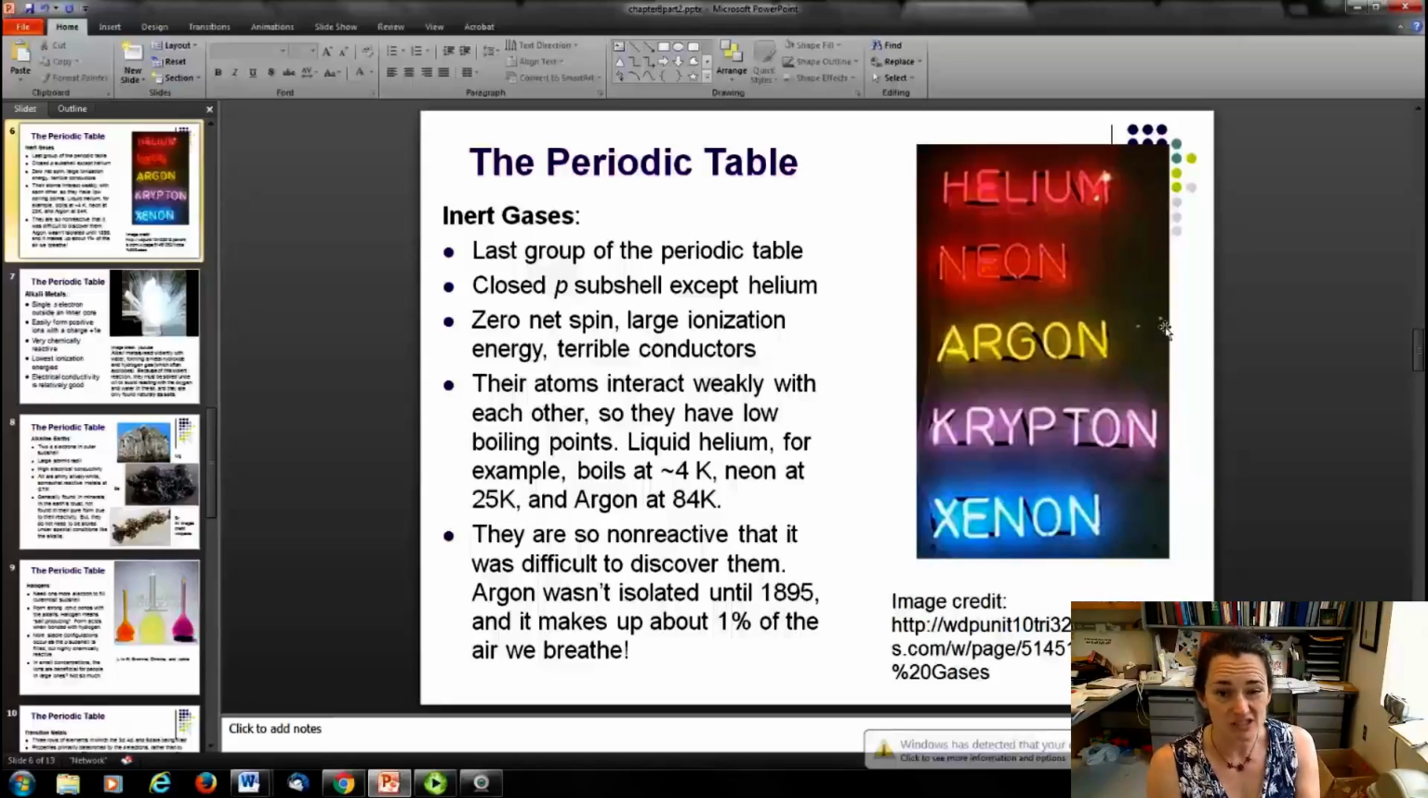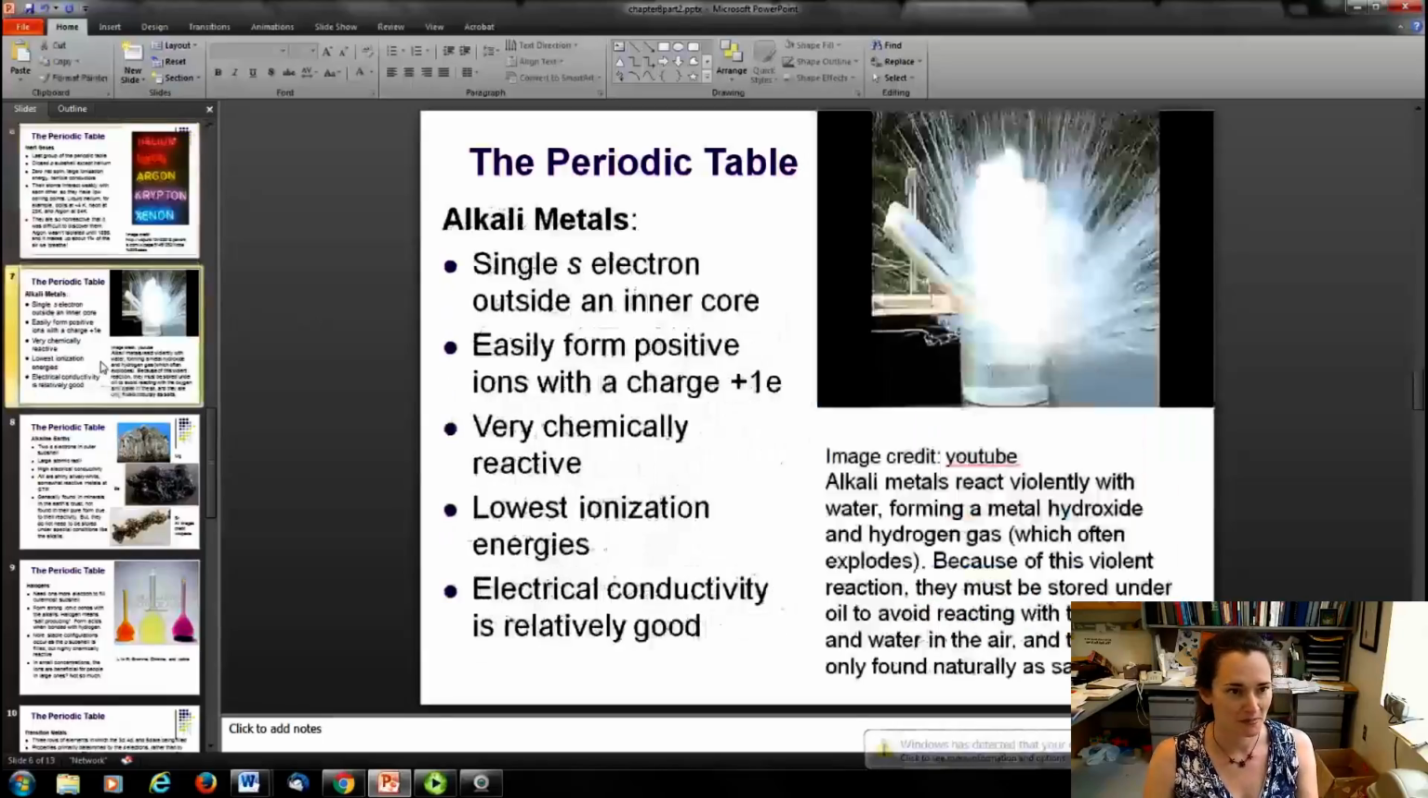Now, they're actually so non-reactive that it was really difficult to discover them in the first place. Argon, for example, makes up about 1% of the air we breathe, so you'd think that people would know about it, but it's so non-reactive that it wasn't isolated and discovered until 1895, and the noble gases weren't put in the periodic table until 1902. So that's a pretty interesting little factoid about a really boring set of gases.